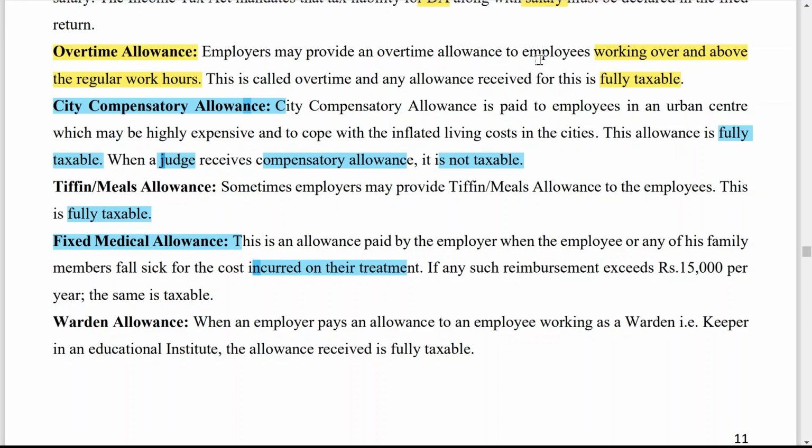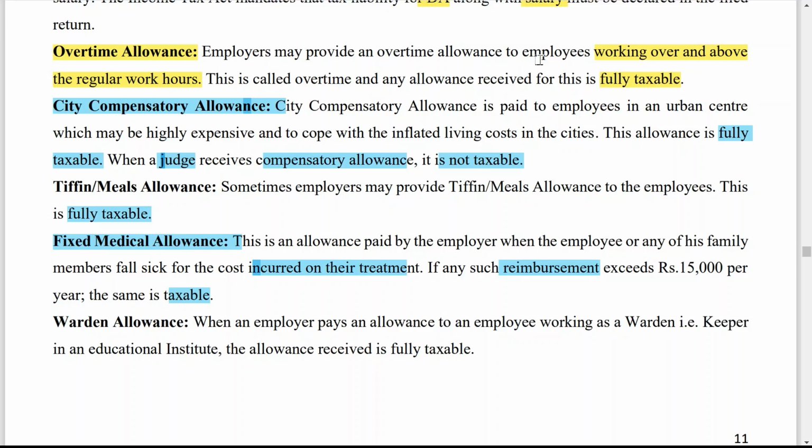Reimbursement means giving back. First the expense is incurred by the employee, then that expenditure is given back to the employee by the employer. That is called reimbursement. And if the reimbursement is exceeding 50,000, then it is taxable. That means up to 15,000 it is not taxable.